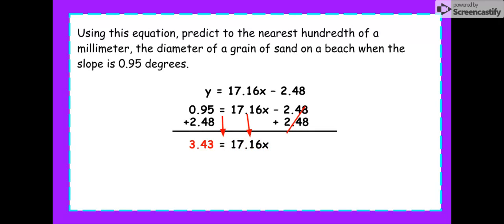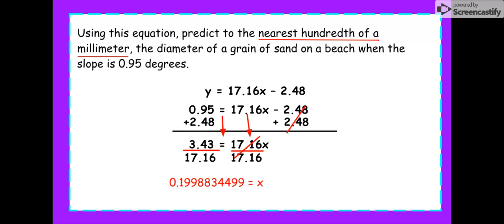Now we need to get rid of the 17.16, so we divide by 17.16 on both sides. And we get x equals 0.199883449. It said to round to the nearest hundredth of a millimeter, so that's the second spot after the decimal. If you look to the right, it's a 9, which makes the 19 go to a 20. So that would mean it's 0.20 millimeters of sand.